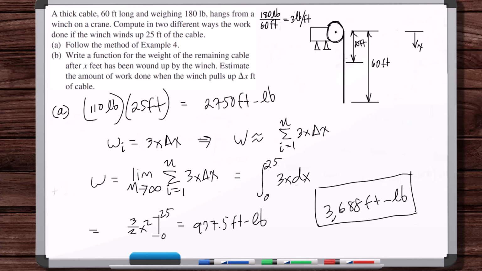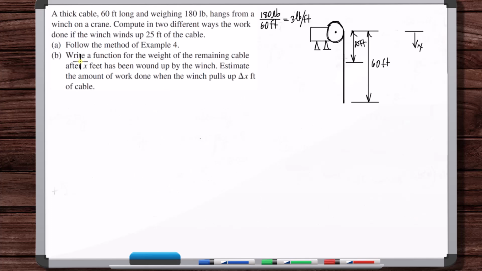All right, now let's use this second method. Write a function for the weight of the remaining cable after x feet has been wound up by the winch. Estimate the amount of work done when the winch pulls up delta x feet of cable. This is valuable because it shows you a different way of approaching the problem, and you get the same answer. It shows you the flexibility of integration. And it's nice to work problems like this in different ways because you get more practice thinking about how to set up integration.